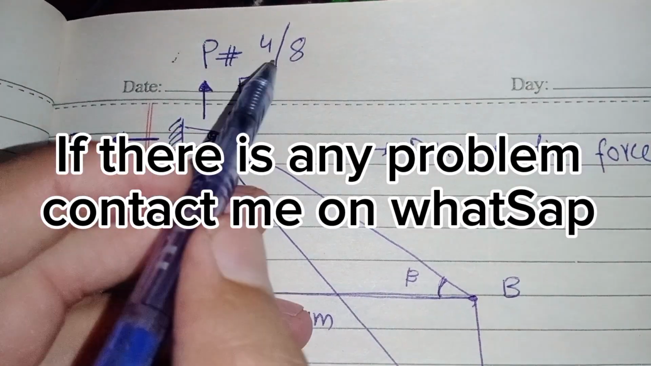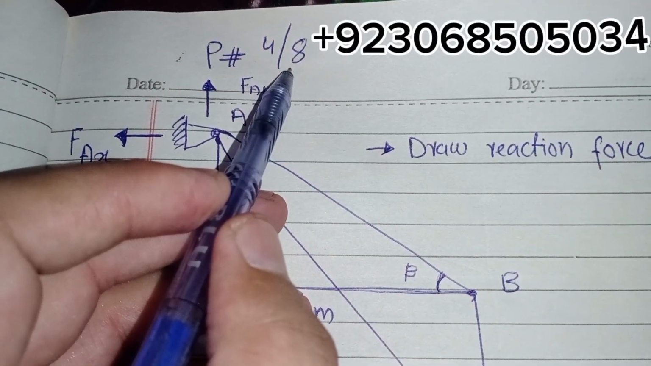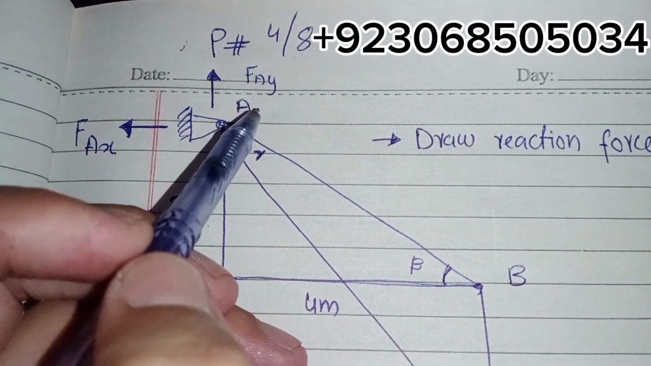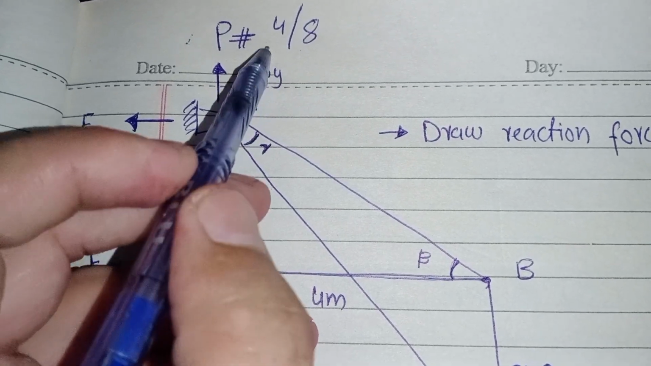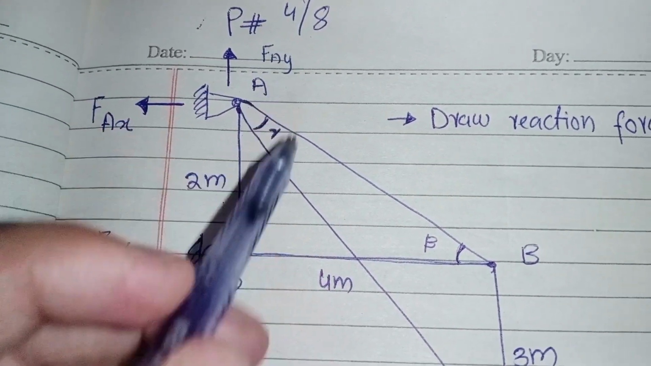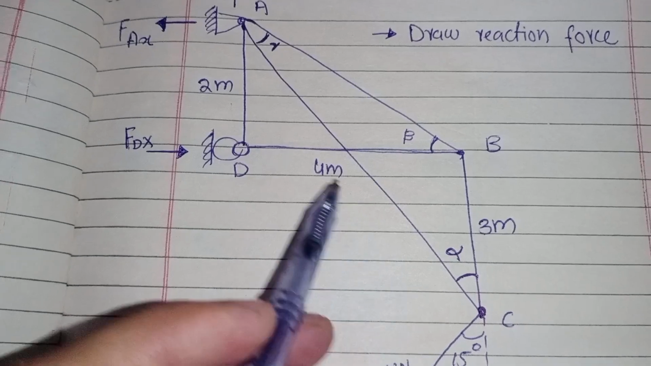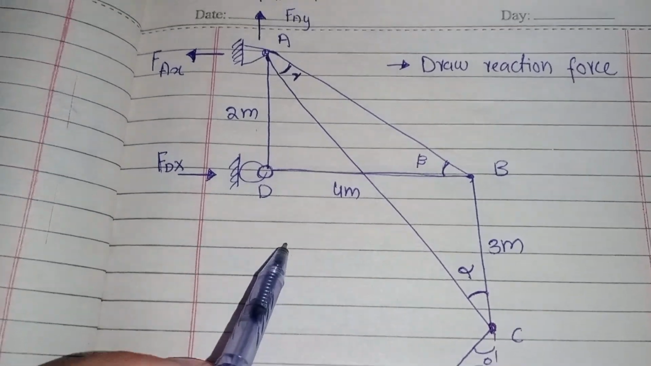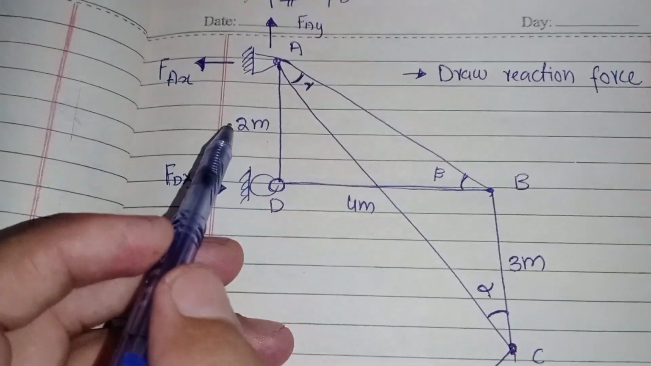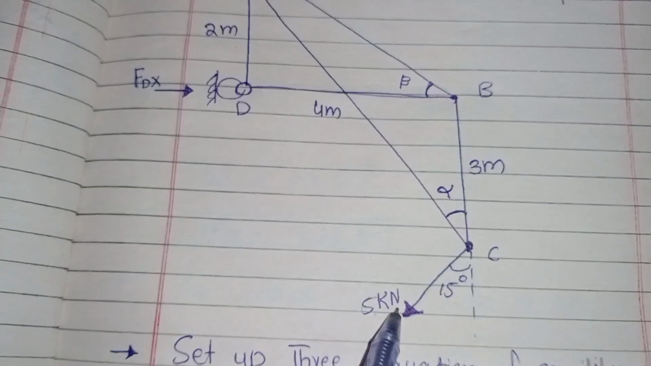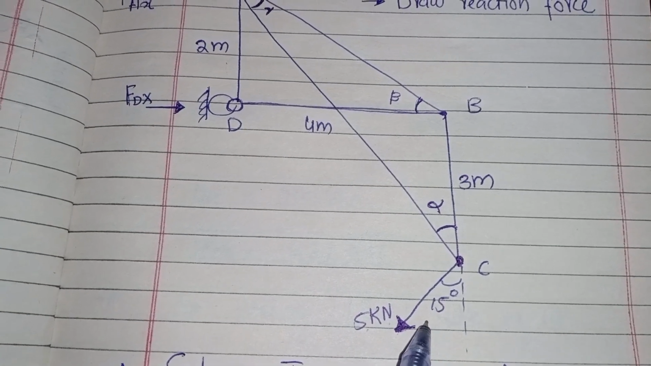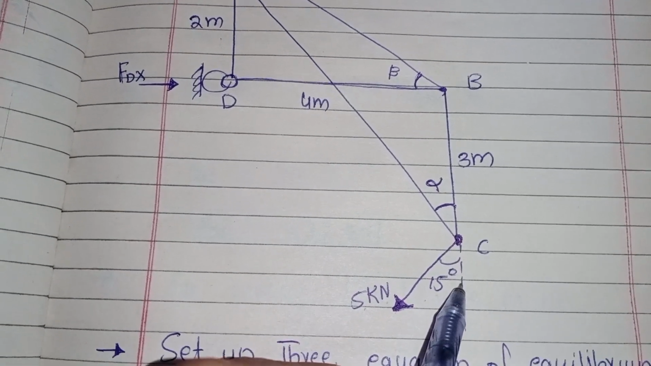Hello, dear students. This is problem number 8 of Engineering Mechanics Statics, ninth edition, chapter 4. This is a loaded truss which is drawn and loaded with 5 kilonewton at 15 degrees from the y-axis at point C.